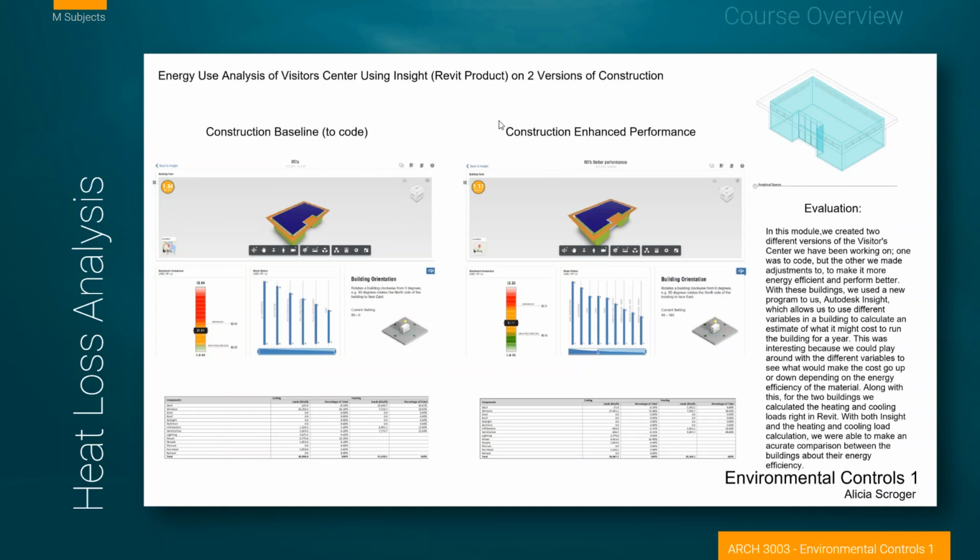And there were some issues with that. Insight's not well integrated with Revit as far as round tripping. We had to do a lot of modifications, but for the most part, I think it was a good learning example.